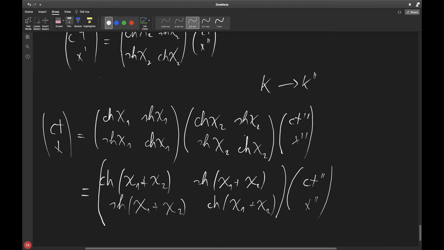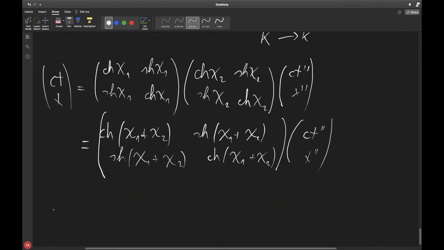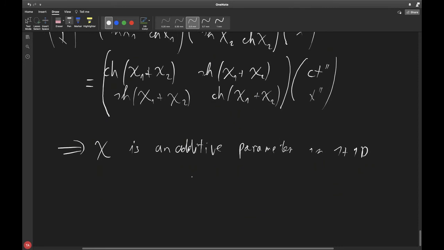So what we learn from this is that this chi, the rapidity, is an additive parameter in this one plus one dimensional world. So chi's can be added, velocities not that easily. But all right, so let's remind ourselves what this chi really is.